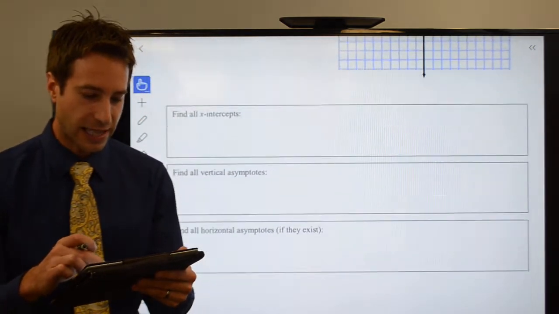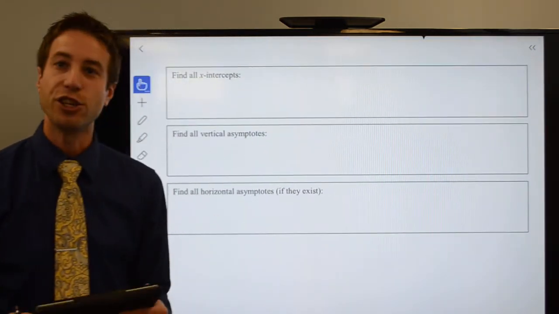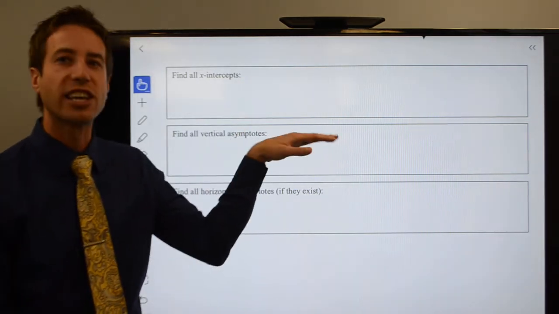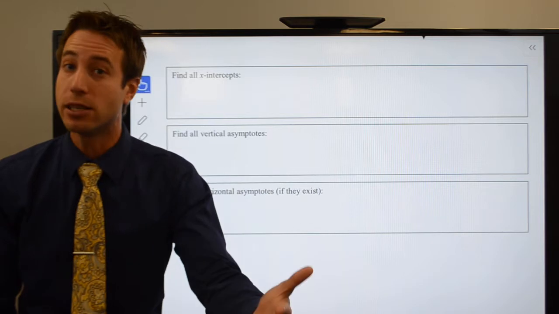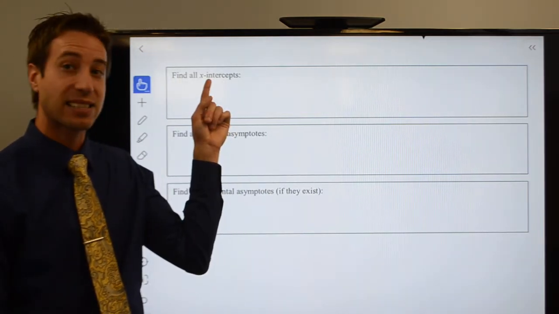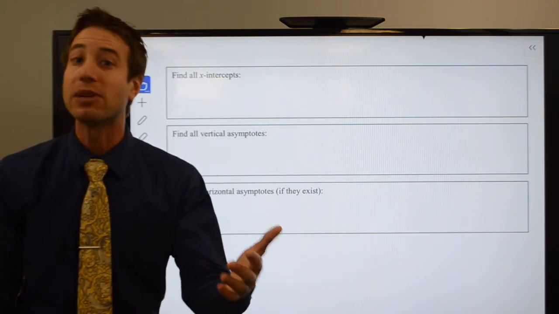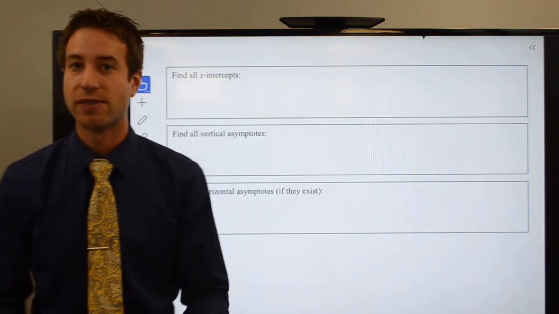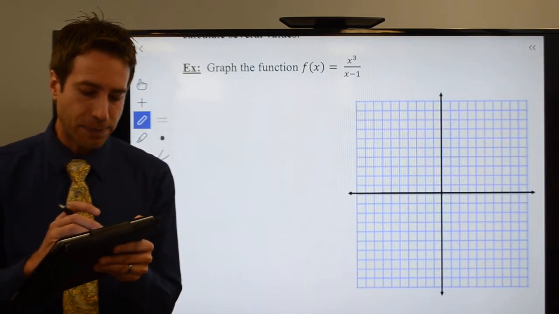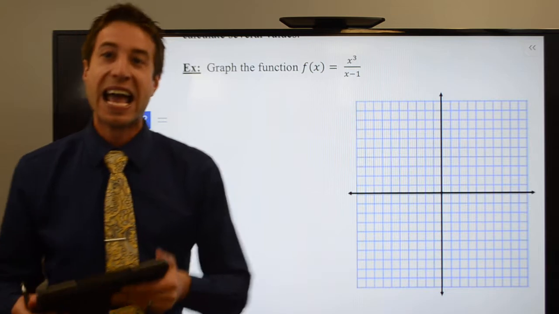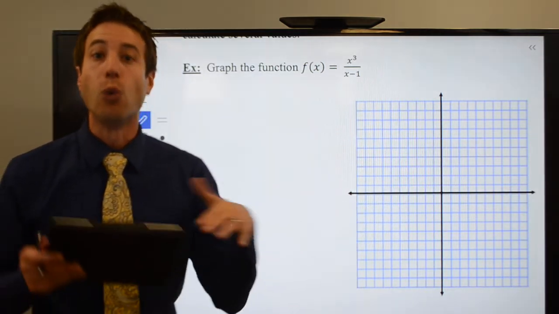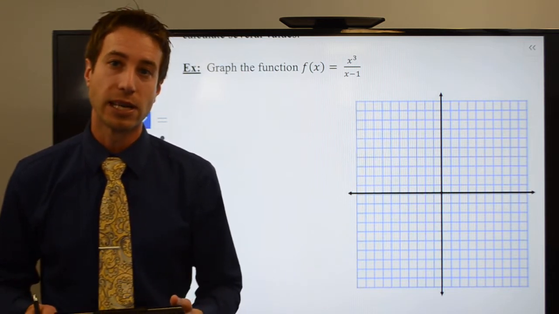I jumped down here to the table, and guys, really you could use this as a roadmap when doing these problems. It walks you through what you need to do to get the graph. Since the first box asks you for the x-intercepts, that's probably where you should start, right? The first piece of information to find. Well, if you recall, we talked about x-intercepts in the previous section. And in the previous section, we said you will cross the x-axis when y is equal to 0.